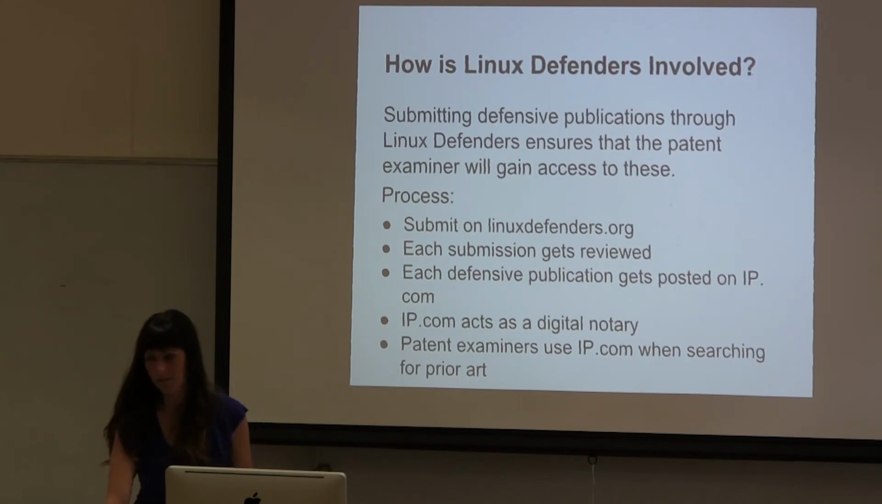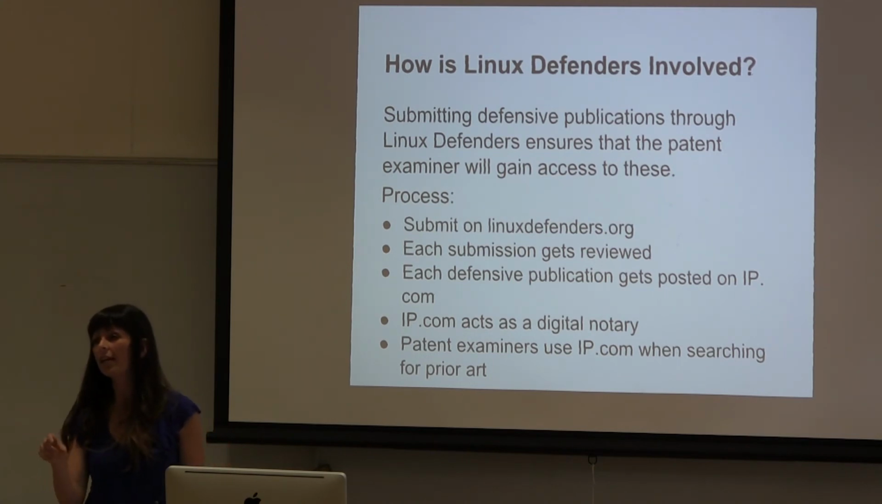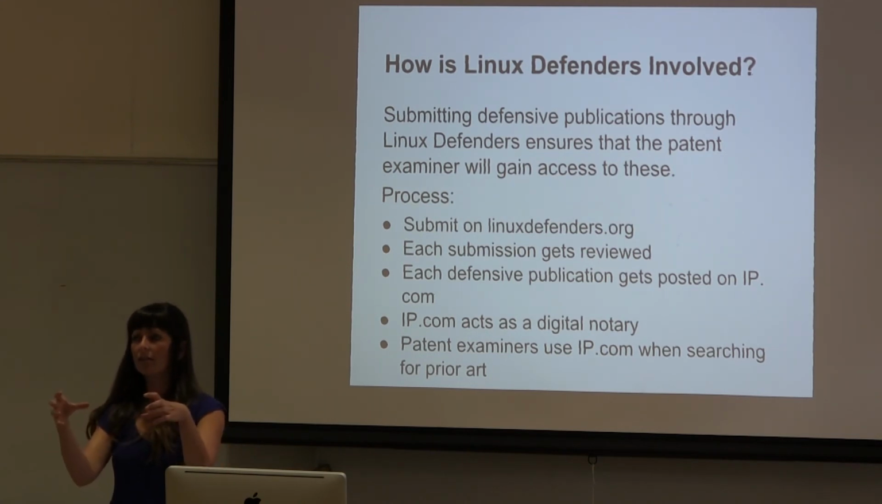So how are we involved? Are the examiners technical? Yeah, so they're all separated depending on what technology, right?